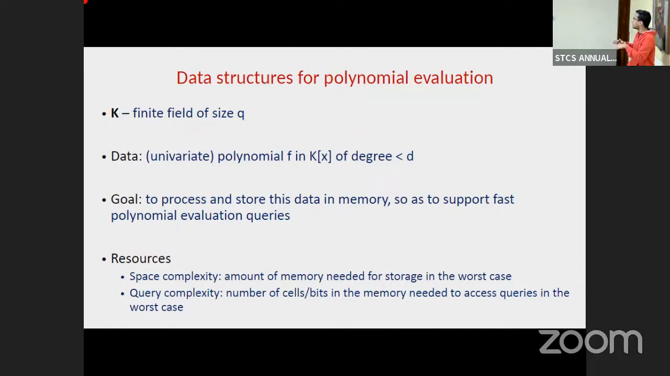Alright, so there are other resources here that may be of interest. For instance, what is the time to process your data and store stuff? What is the time to do some local computation after you read the queries and so on? But we will not care about that. We'll only care about two resources, the amount of space that you need and the query complexity. Alright, so we want to minimize both these parameters.